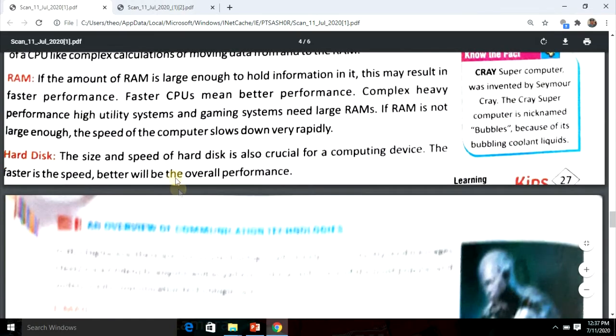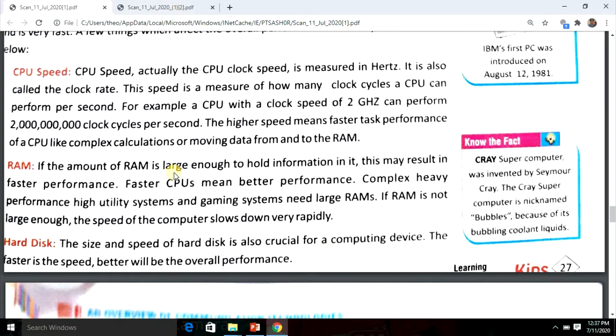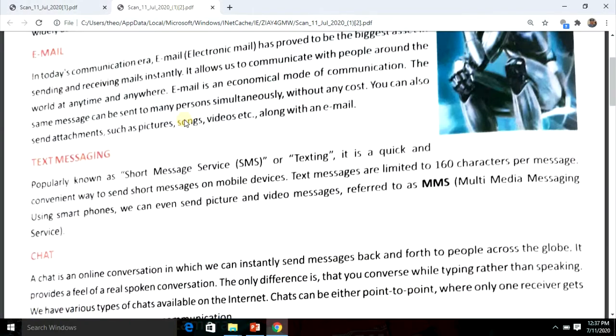The next one is the hard disk. The speed of a hard disk is also crucial for a computing device. The faster the speed, the better the overall performance. It means it receives the data fast and then sends the data very fast.